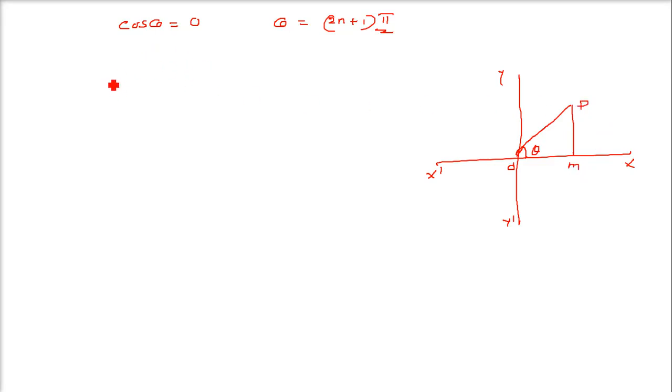Cos theta is base upon hypotenuse. So what is the base here? OM. What is the hypotenuse? OP. This is equal to 0. That means OM has to be 0. So when OM is 0, what will happen to OP? OP will coincide with the y-axis. This will be P because OM is actually 0. So OP is coinciding with y, that is, this angle is nothing but 90 degrees, that is pi by 2.